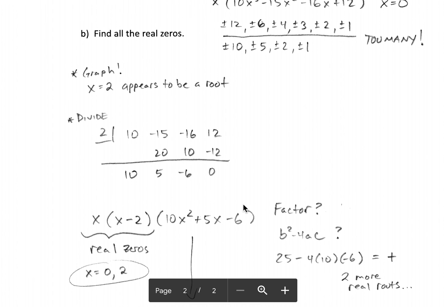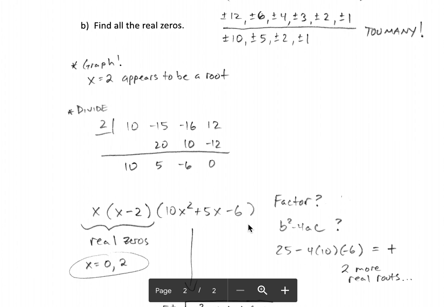One thing we can do is try and factor this quadratic. Turns out not to be factorable. There are no factors of -60 that add up to 5. So maybe they're irrational, or maybe they're imaginary. One way to check is to use what's called the discriminant. It's the b squared minus 4ac part of a quadratic equation. The result will tell you whether you have real solutions or imaginary.